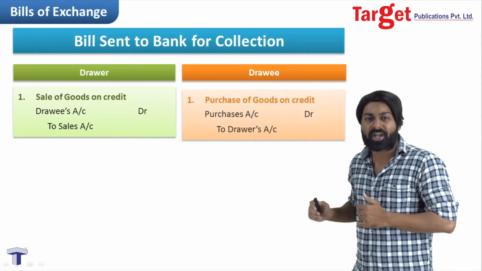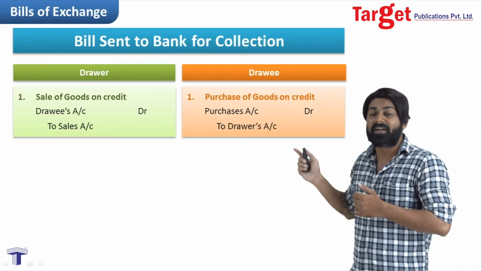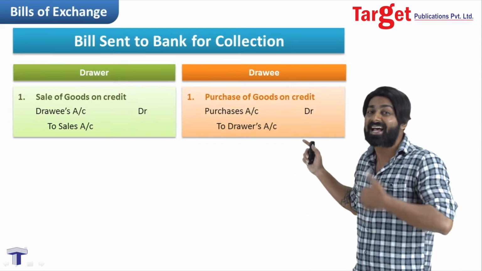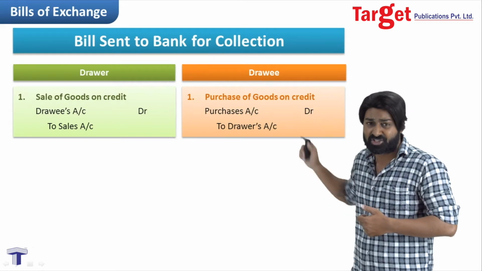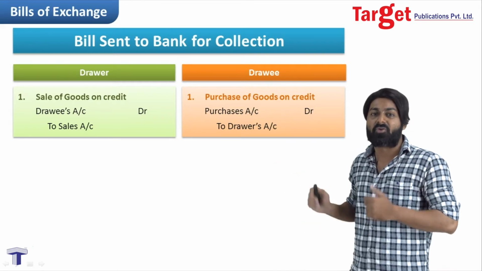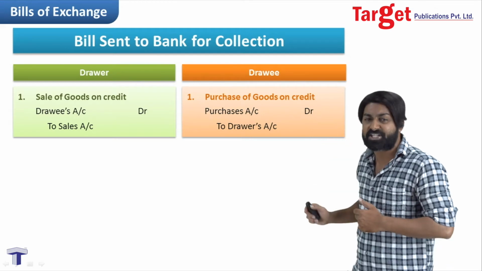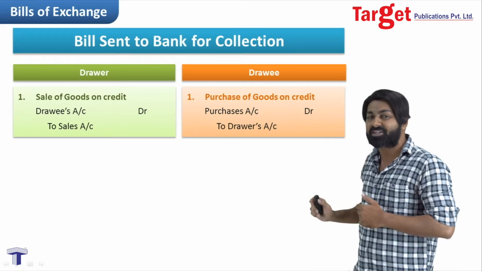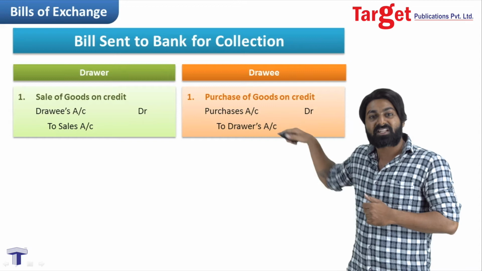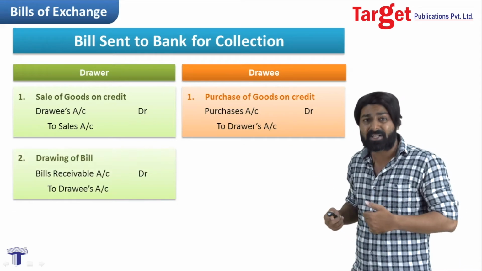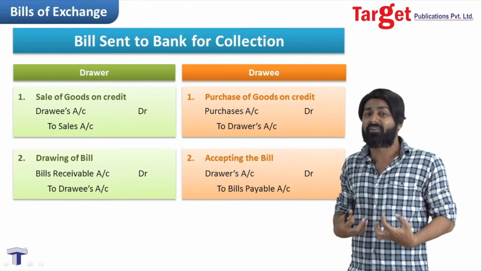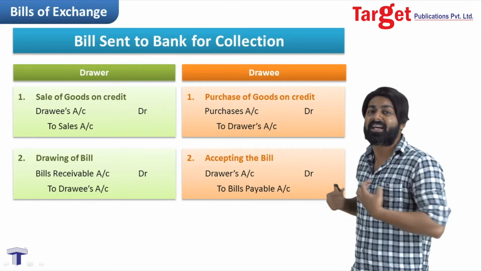Now in the books of the drawee, the entry will be different. In the books of the drawee, we will consider that as purchases. So the entry will be purchases account debit to drawer's account. Here, why purchases account debit? Because debit all expenses and losses. And why drawer's account credit? Because credit the giver. So after this transaction, what happens? Mr. A draws the bill and Mr. B accepts the bill. That means the drawer receives an acceptance and the drawee gives an acceptance.